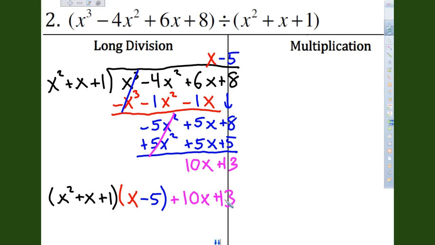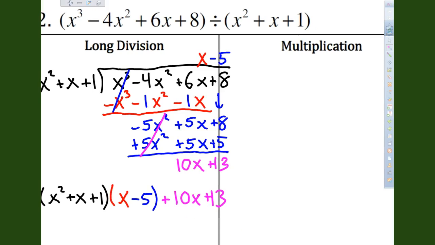Do you guys want to go through another check, or are you comfortable with it? Okay, or I want to do it. Yes, do it. Okay, let's go through and do the check.